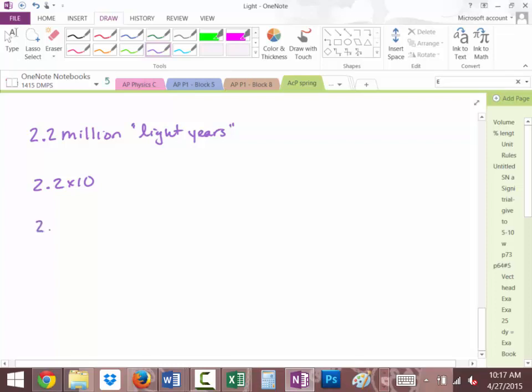Let's write it out. So 2.2 million. Does that look right? Yeah? So 1, 2, 3, 4, 5, 6. So that means 2.2 million years that it takes the light to travel that distance. Does that make sense? Is that okay so far? Okay.